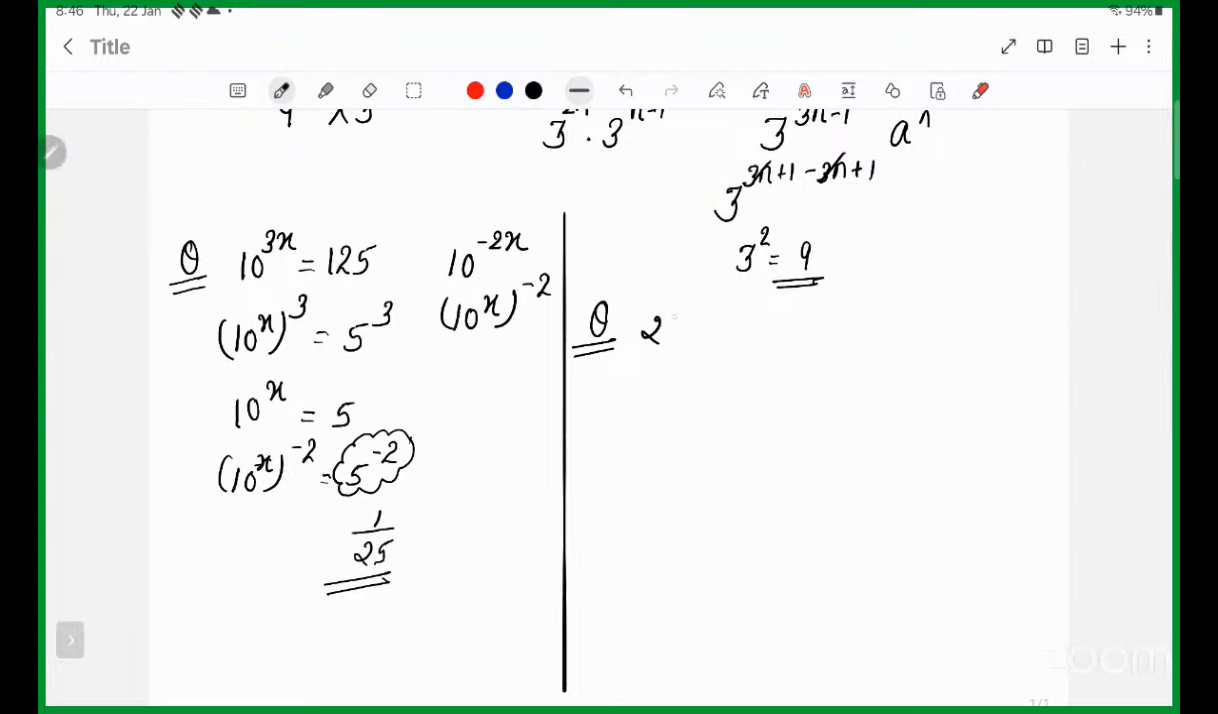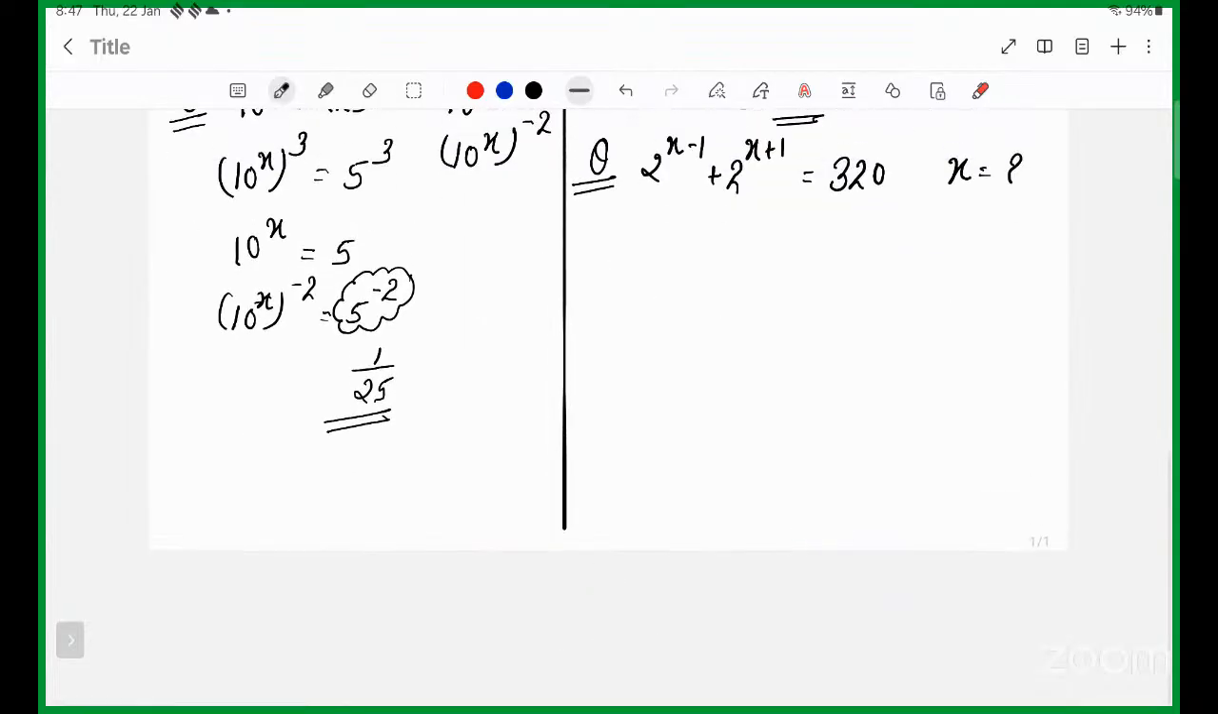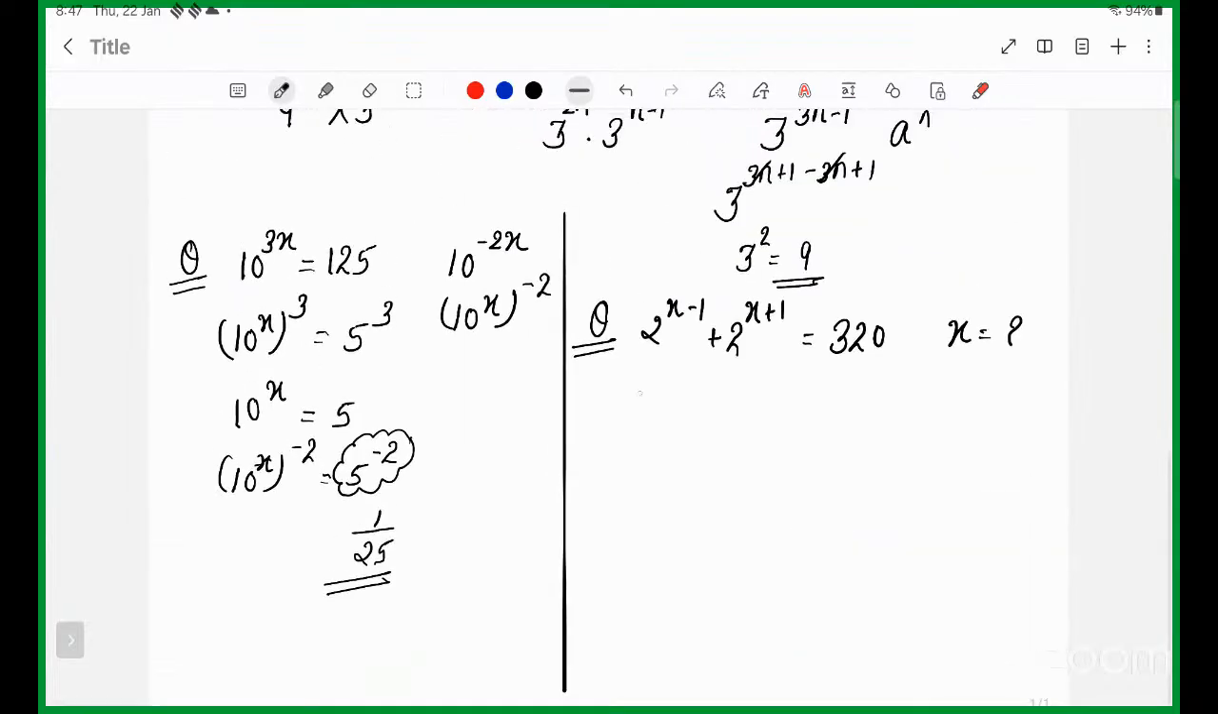Question. If 2 raised to power x minus 1 plus 2 raised to power x plus 1 is equal to 320, then find the value of x. So here, can we write it in the form of, like, first can we separate it? So can I write it as 2 raised to power x by 2 plus 2 into 2 raised to power x, which will be equal to 320.